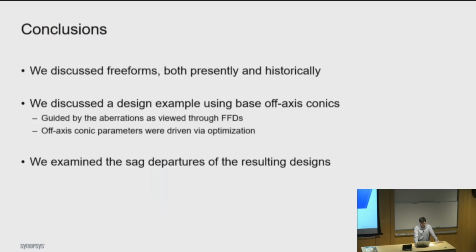So in conclusion, we discussed freeforms both in my view of the present context and historically. We also discussed a design example that uses the base off-axis conics. We guided our aberration correction through the use of full field displays, and then we used off-axis conic parameters driven via optimization in order to do our correction, and then we looked at the sag departures of the resulting designs. So those are the conclusions.